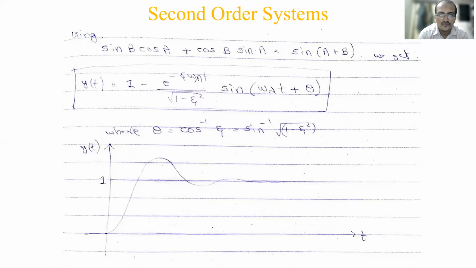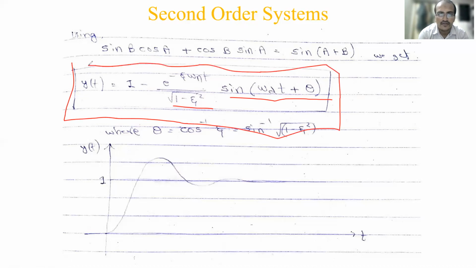So 1 minus e to the power minus zeta omega nt over square root of 1 minus zeta square, sin of omega d into t plus theta. Okay, so this is the final derivation. This is a very important derivation and important relation for problems also. You need to remember this now.